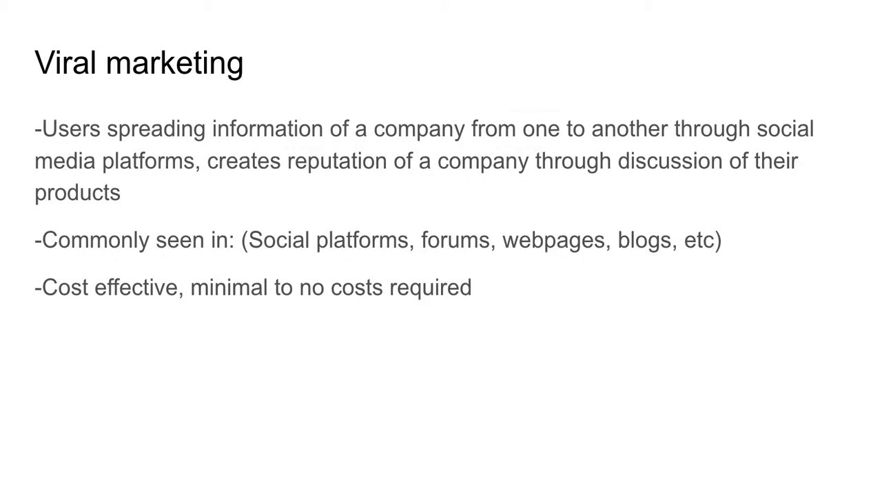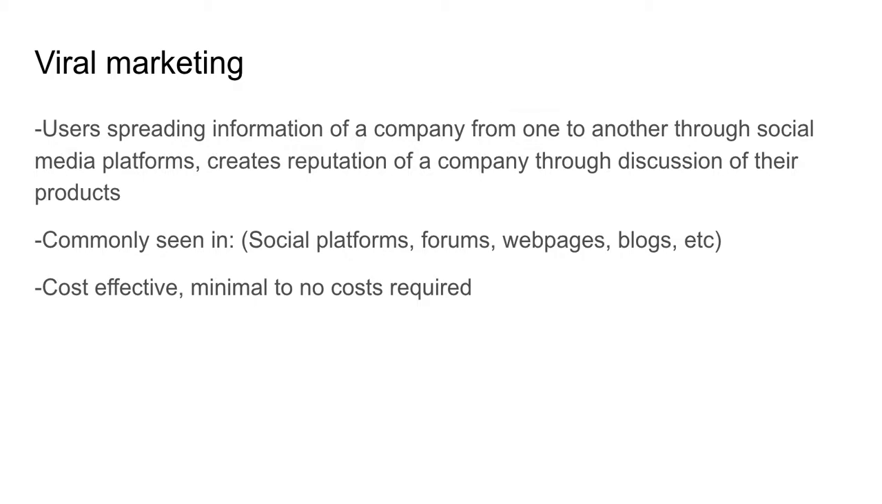Viral marketing is basically users spreading information about a company from one to another through social media platforms, creating the reputation of a company through discussion of its products. What this basically means is that the company is promoting its products through different platforms. For example, social platforms, forums, webpages, and blogs, to potentially gain a wider range of audience and results for a high revenue.